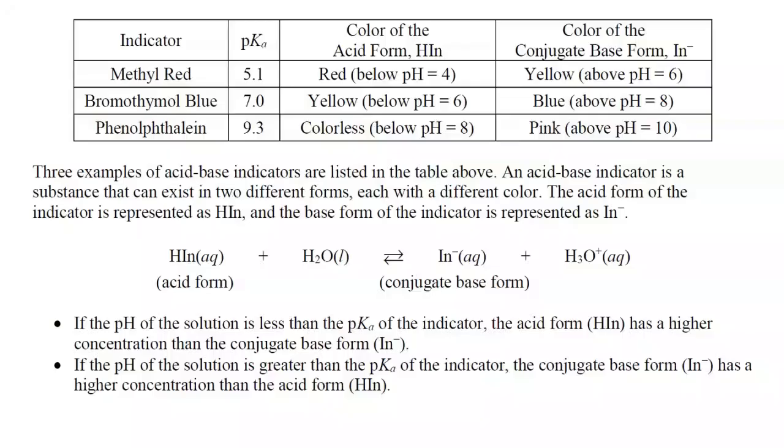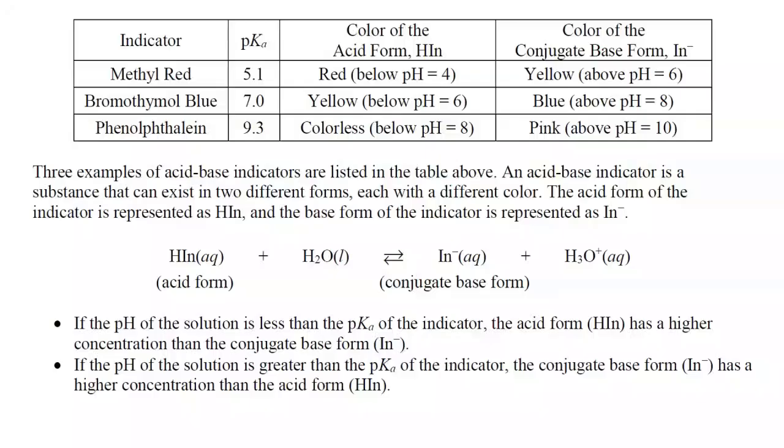What you also notice in the table is the pKa value. And the reason why there is a pKa value is, and I find this very interesting, that while acid-base indicators can be used in acid-base titrations, the indicator itself is an example of a weak acid. And that's why there is a pKa value listed for each indicator. As you can see on this slide, an acid-base indicator is a substance that can exist in 2 different forms, each with a different color.